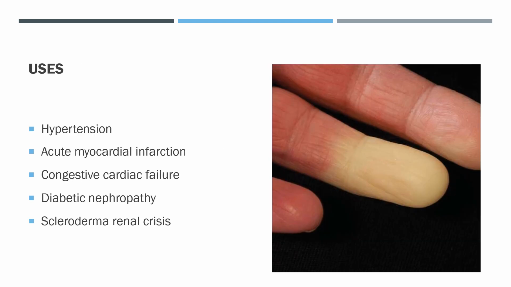So what are the uses? It is used in hypertension, acute myocardial infarction, congestive cardiac failure, diabetic nephropathy and scleroderma renal crisis. This picture over here I have given is of scleroderma renal crisis.